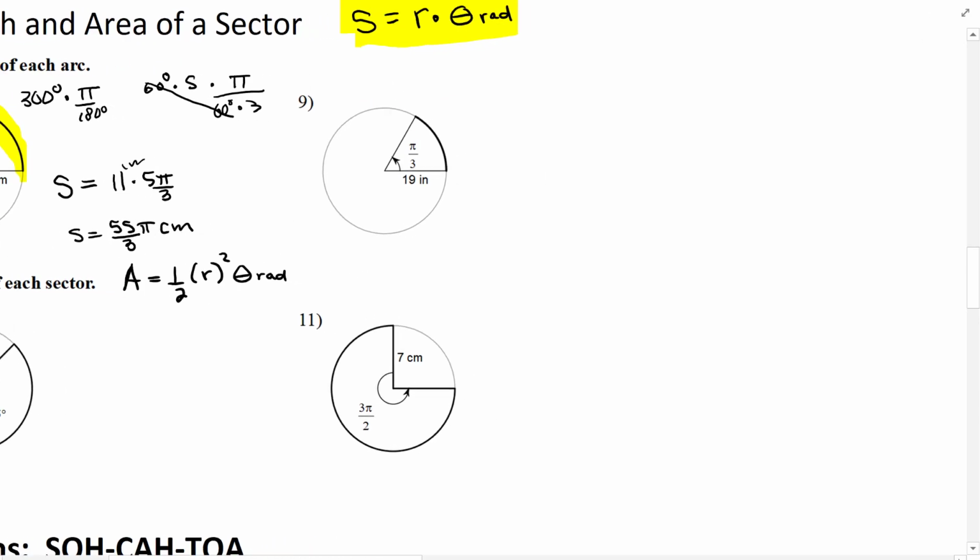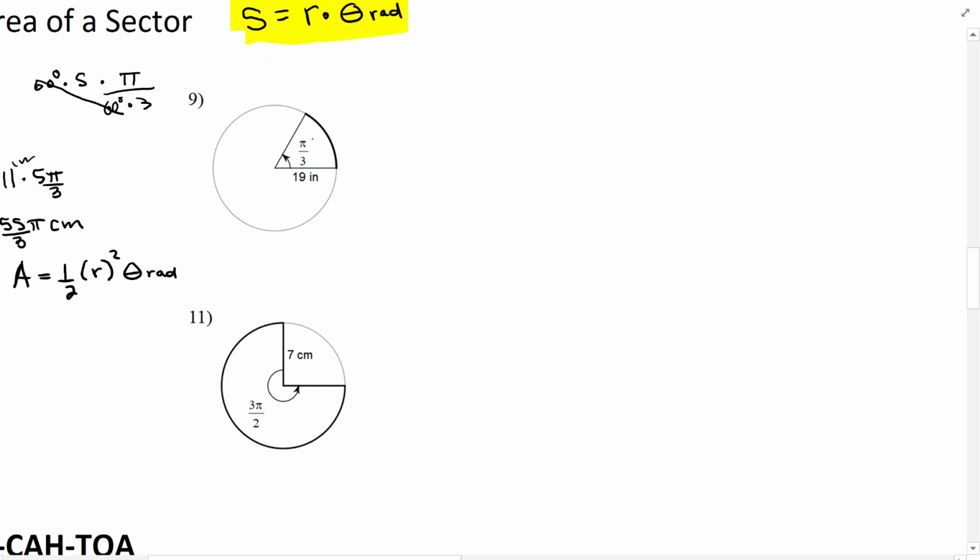Notice on number 9, it's already in radian mode. So this one's pretty easy. Arc length is radius, I'll go ahead and leave the inches this time, times pi thirds. And again, nothing can cancel, so it just becomes 19 pi thirds inches. That's the arc length.